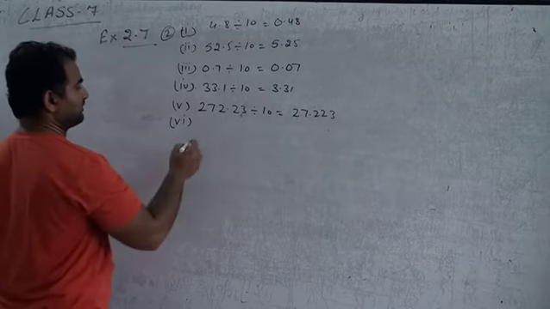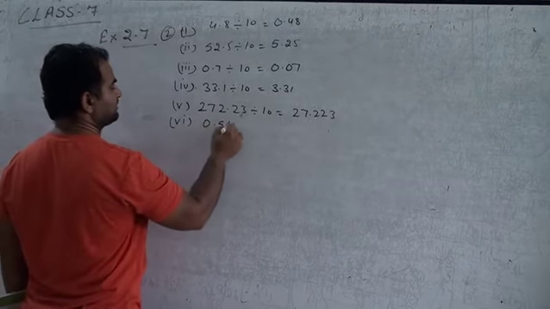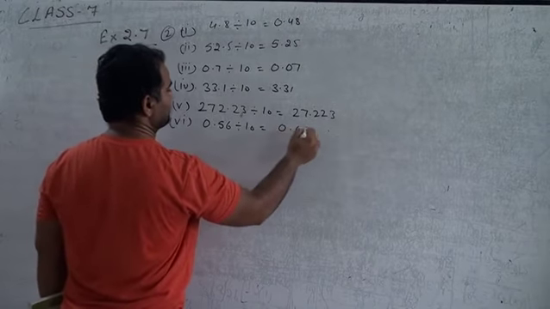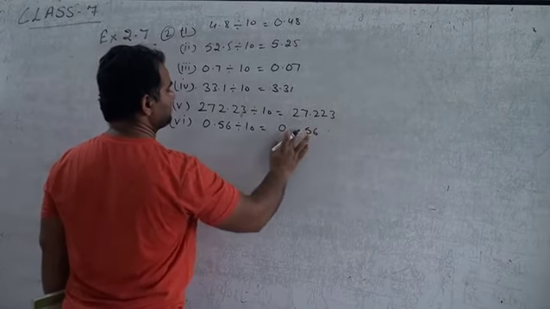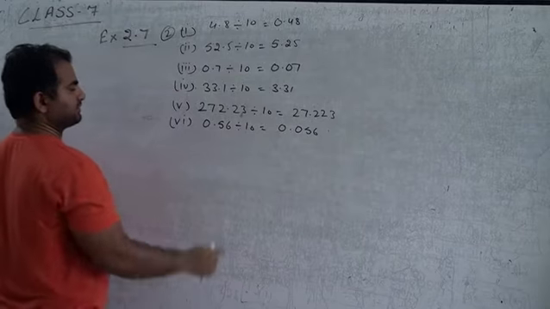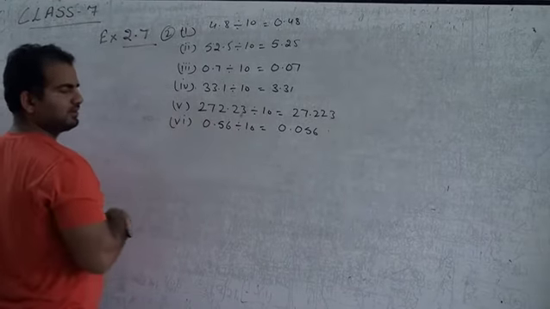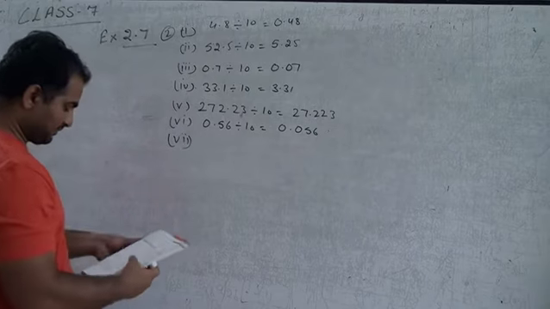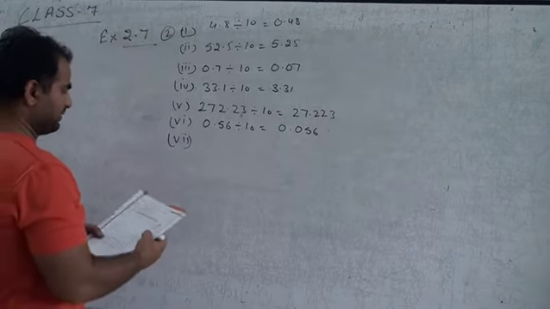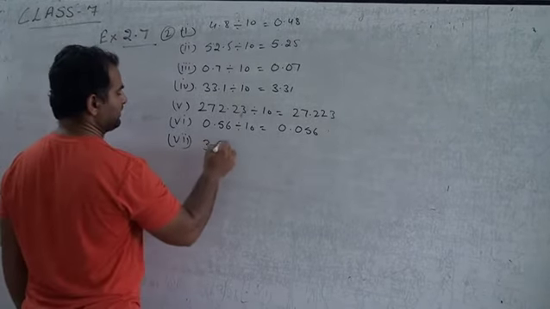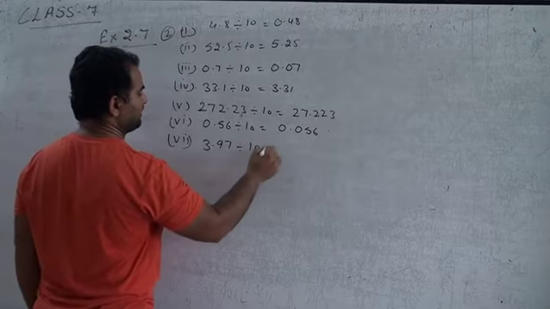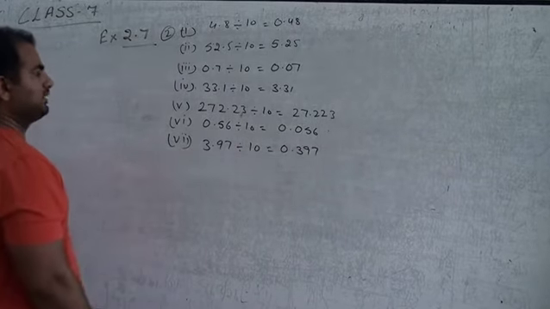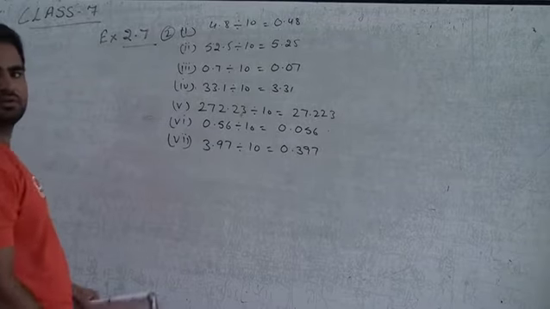Question number 6 is 0.56 divided by 10. So it will be 0.056, because this point is shifted there. Question number 7 is 3.97 divided by 10. It will be 0.397. The final answer. This was question number 2.